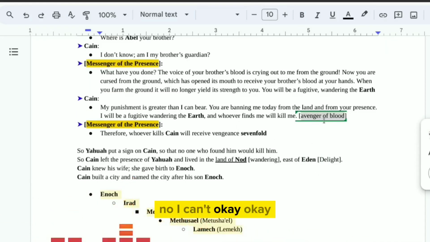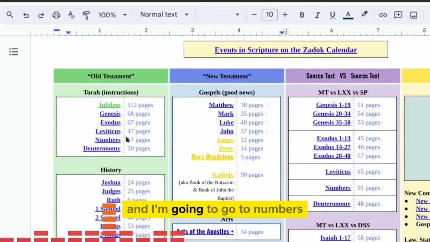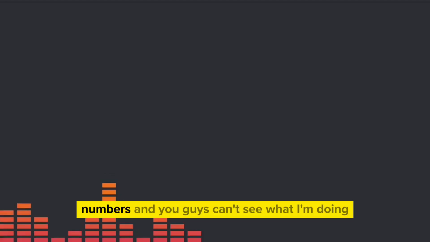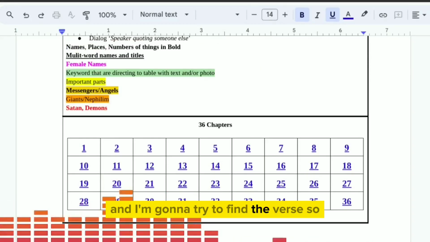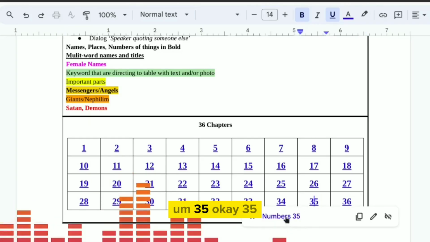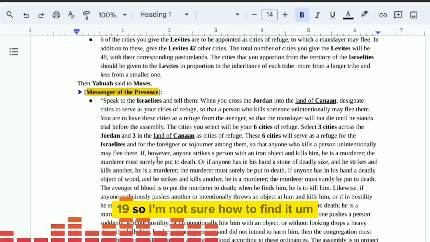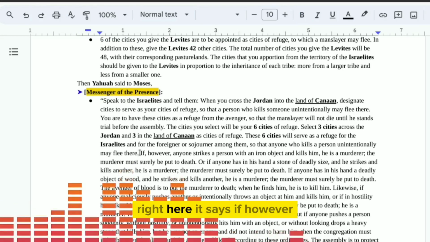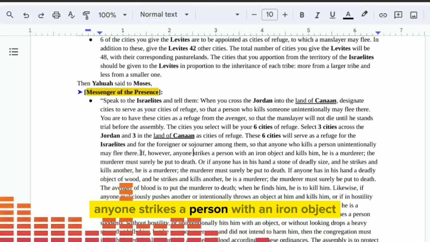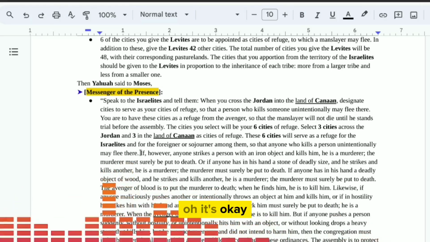So what I'm going to do is go to the table of contents, and go to Numbers. I'm going to Numbers right now, and I'm going to try to find the verse. 35:19. I'm not sure how to find it. Right here it says, if however anyone strikes a person with an iron object, I guess it's not an iron object, it's a rock. Oh, it's okay, it's right there.